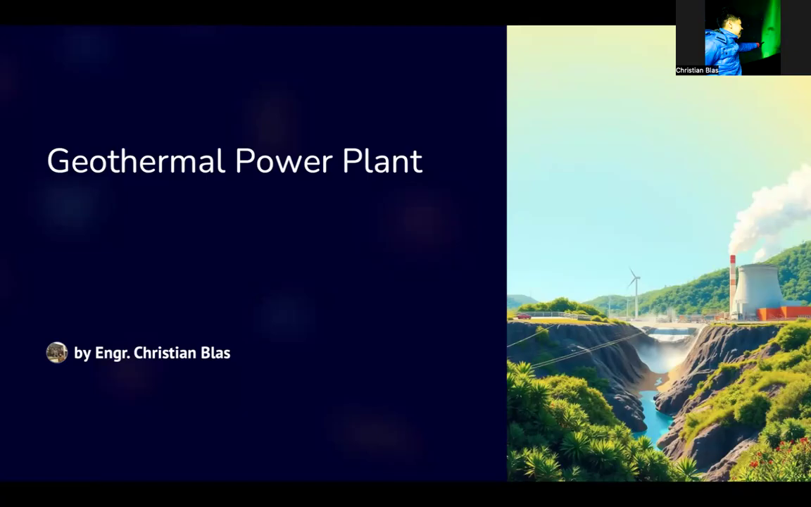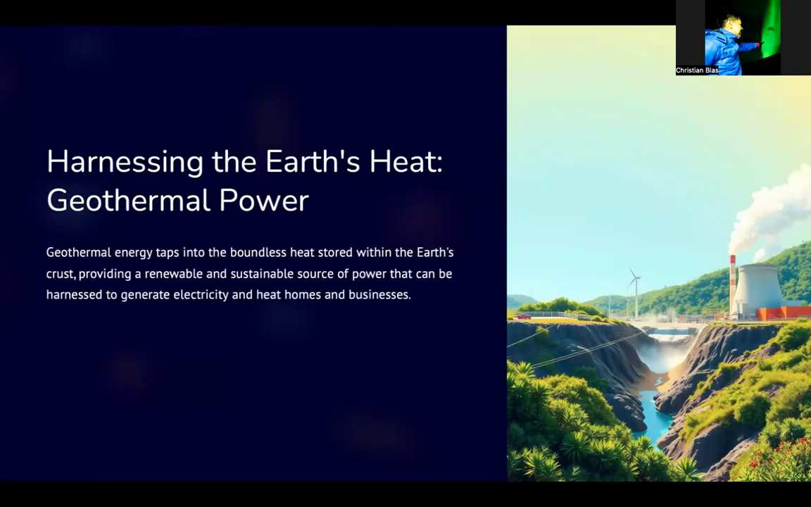Okay, so geothermal power plant or geothermal energy. It is the internal heat of the Earth. So the source of power is the internal heat of the Earth.